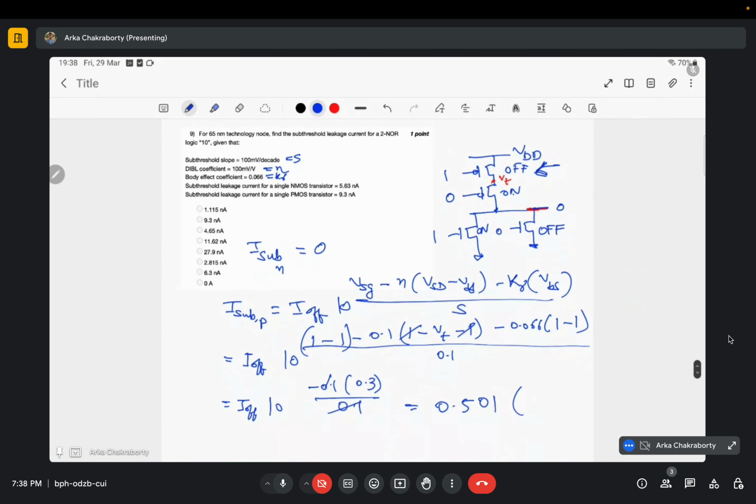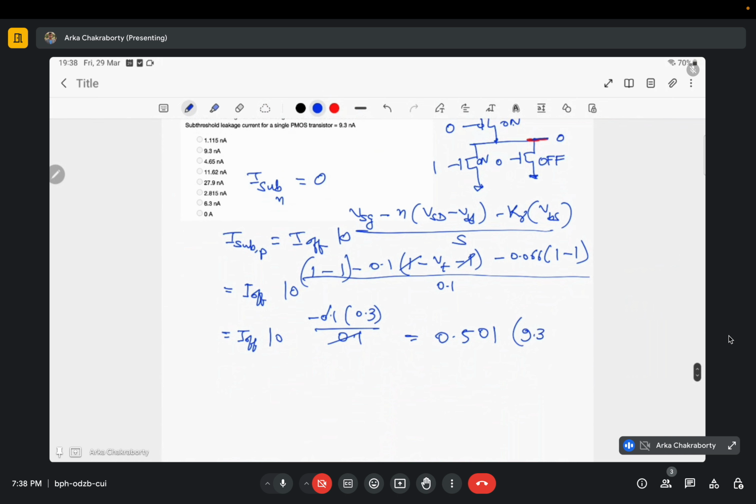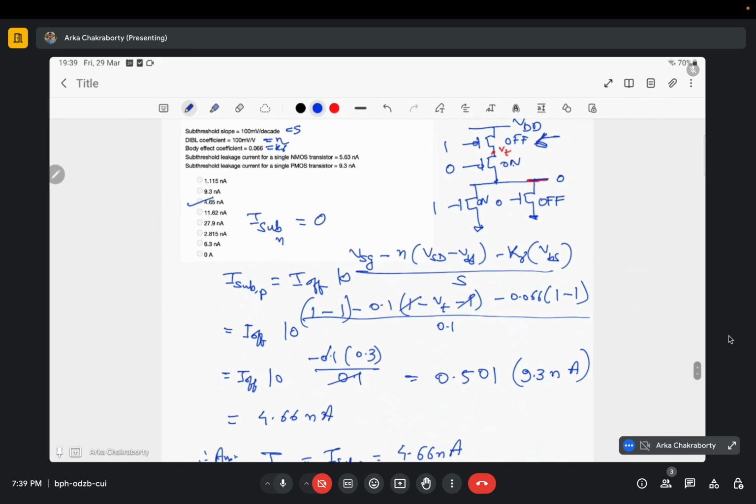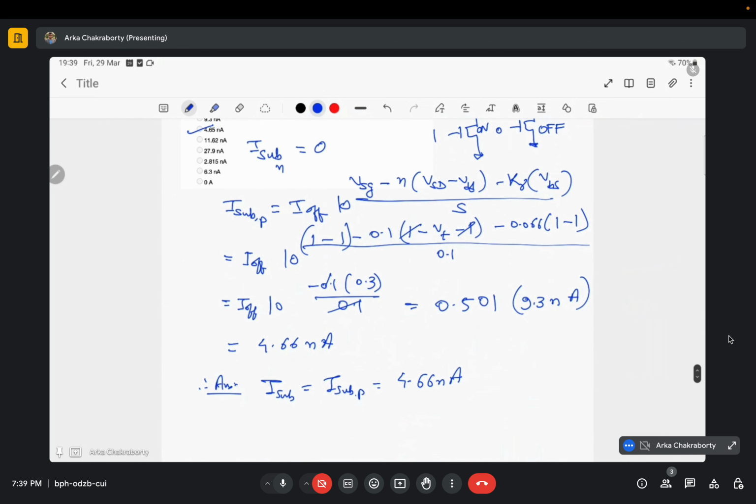And I off is how much? I off is given as, for PMOS, 9.3 nanoampere. So it is coming as 4.66 nanoampere. Therefore I subthreshold should be equal to I subthreshold of PMOS, which is 4.66 nanoamperes. Fine. 4.67 nanoamperes. Clear? Okay.